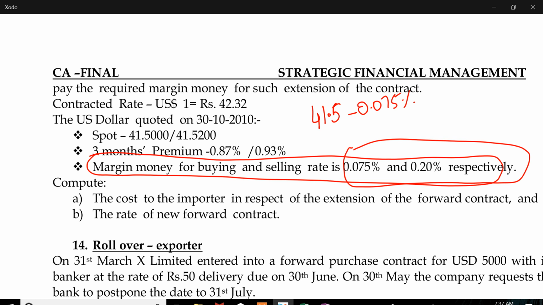41.50 minus 0.075%. Any doubts on why we subtract? Because this is an extra margin for the banker. It is subtracted from the lower rate. It is added to the higher rate so that the margin increases for the banker. He makes more and more money.